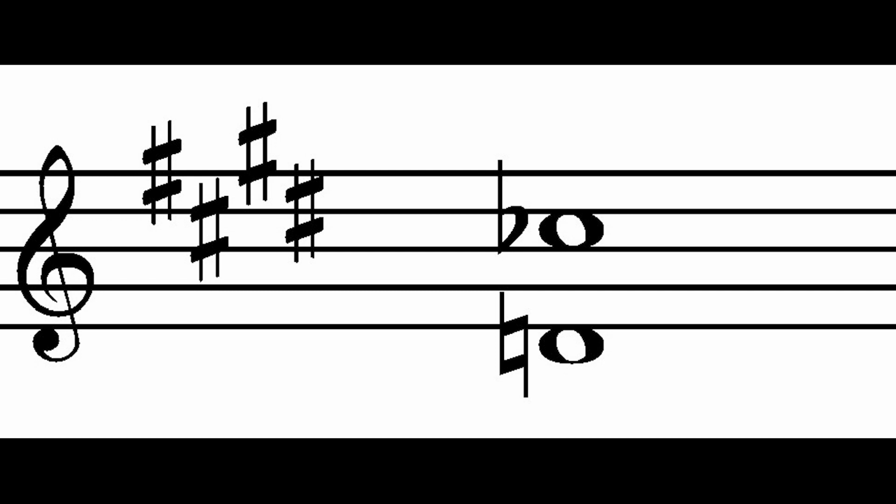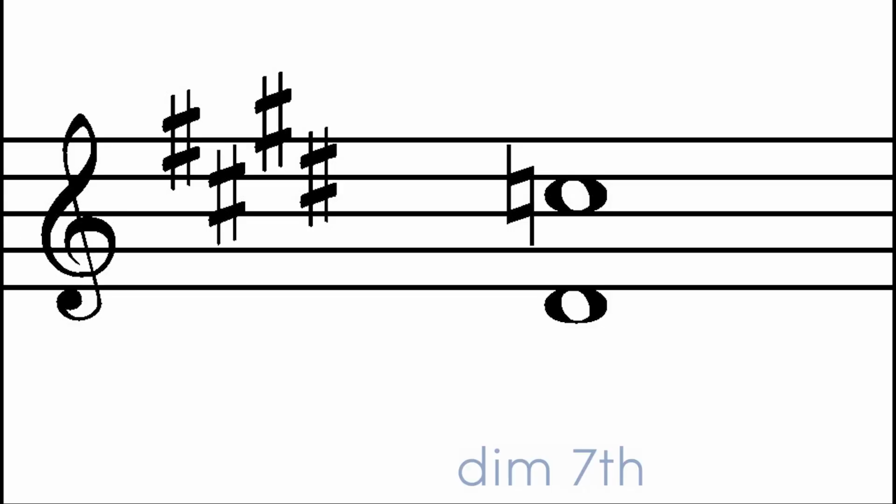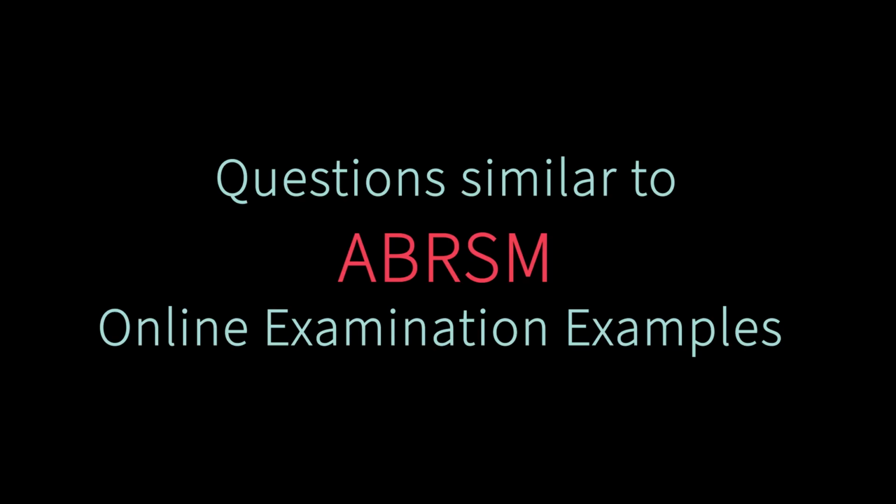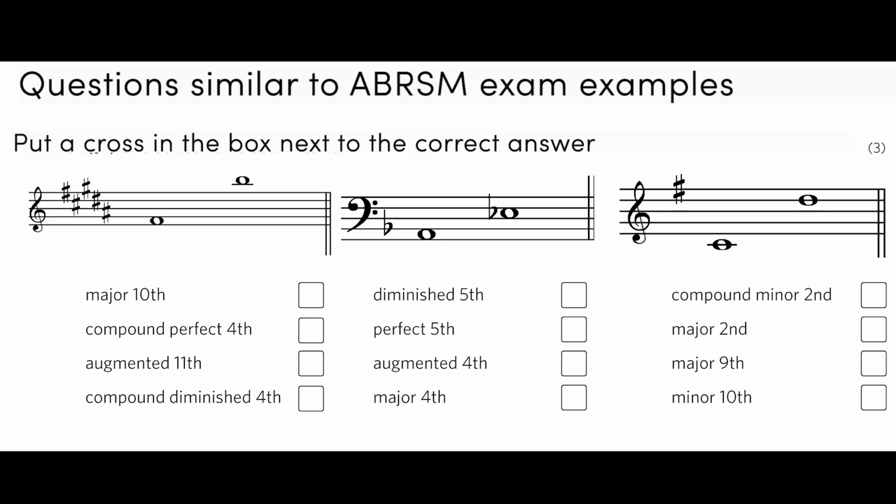This is a semitone lower than that, which means it is diminished. A diminished seventh interval is one lower than a minor. The next few examples are similar to those that are on the Royal School's online exam.